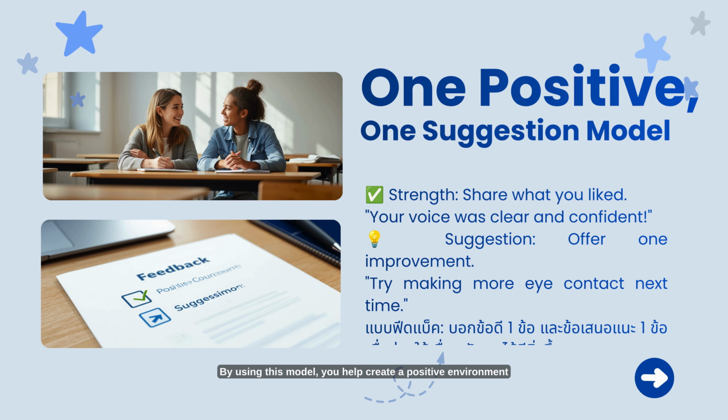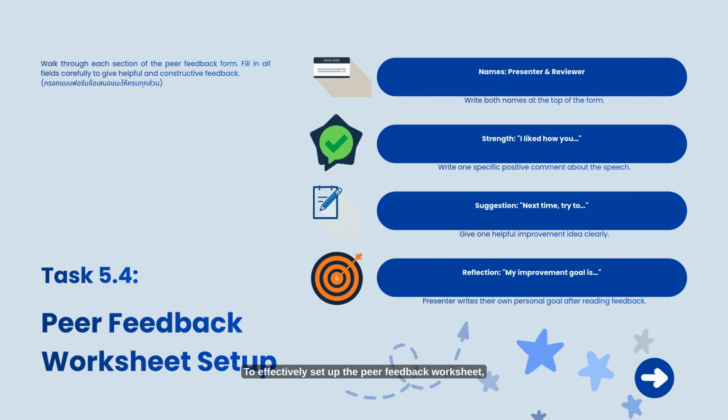By using this model, you help create a positive environment where everyone can learn and improve together. To effectively set up the peer feedback worksheet, let's go through each section together, ensuring you know exactly what to do. First, make sure you write the names of both the presenter and the reviewer at the top of the form. This is crucial for keeping track of who is giving and receiving feedback.